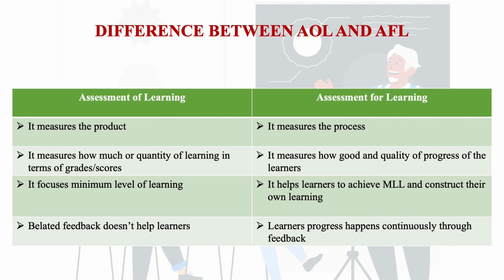Then further, the feedback received through assessment of learning is belated feedback, and that hardly helps the learner modify their learning behavior, whereas in assessment for learning you will find that they get instant feedback, and learners' progress happens continuously through this feedback, because assessment is aligned with the teaching learning process. So friends, to recapitulate today's video lesson, we discussed two important concepts, assessment of learning and assessment for learning, and how these two concepts are different from each other. One is based upon the behavioristic and traditional approach of assessment, and the other is based upon the constructivist and modern approach of assessment that helps the learner enhance their learning.